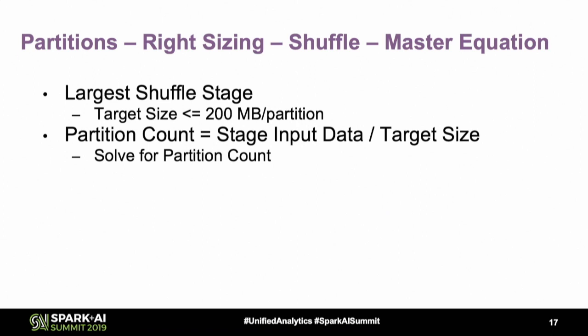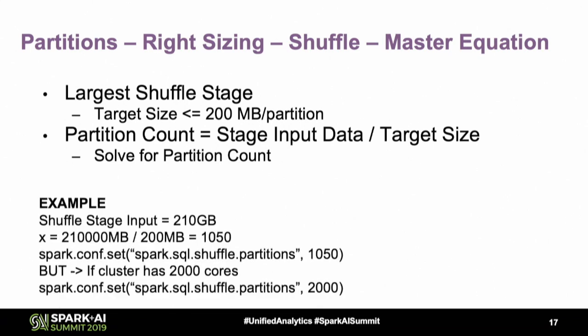The shuffle partition count should equal the shuffle stage input size divided by the target size that you want your partitions to be. What should that target size be? Well, that target size should be less than 200 megabytes. I usually try for my median partition size to be between 100 and 200 megabytes.